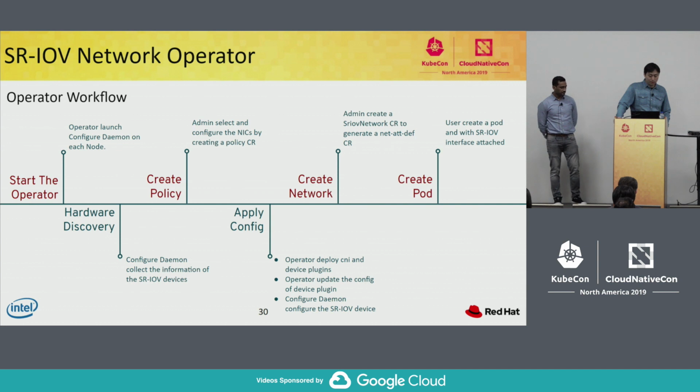Well, in this slide, you can see the workflow of how to configure the SR-IOV function in your cluster and how you consume the SR-IOV feature. For the user, you should only care about the steps in red. First, we launch the SR-IOV network operator. Then the SR-IOV operator will provision the SR-IOV network config daemon on each worker node. The config daemon will discover all the SR-IOV capable hardware in your cluster and report it back.